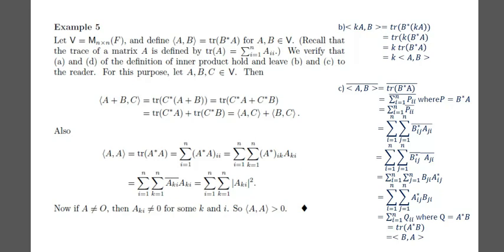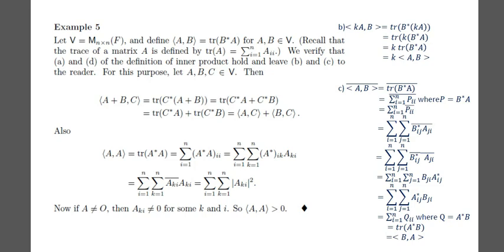Second property, let us take a scalar k. So inner product of kA comma B is trace of B star into kA. Now k being a constant number can come outside. This will be equal to k into inner product of A, B. Third, the inner product of A, B bar is equal to trace of B star A bar.